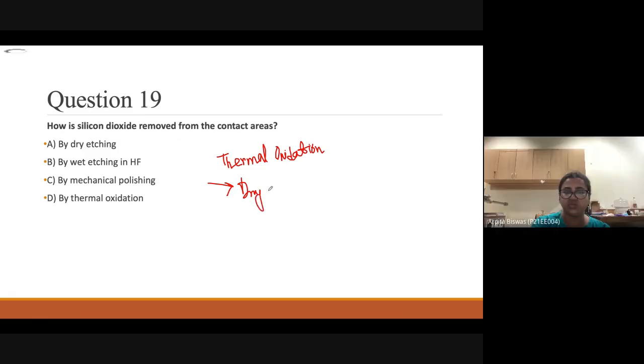In the dry oxidation process, the oxygen precursor is used in gaseous form, and it reacts at high temperature with the silicon and prepares SiO2. And what temperature do they use? For SiO2, they use a temperature greater than 1000 degrees.